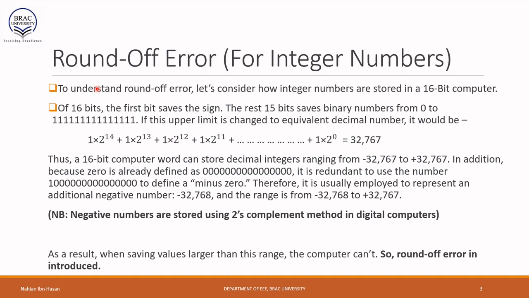So what is the round off error here? For example, if you want to save a number which is out of this range, the computer cannot save that. So that's the round off error. That's the error that the computer introduces whenever you try to save a number which is bigger than this range or out of this range.